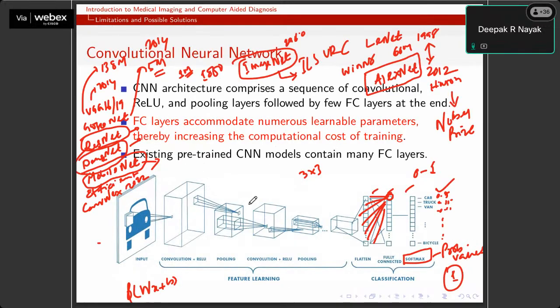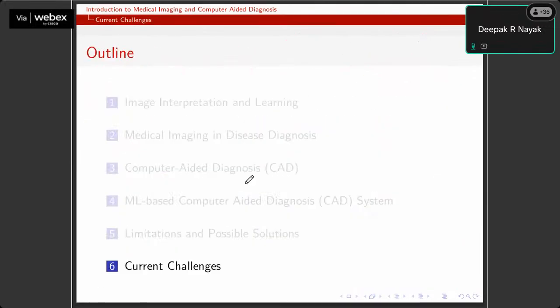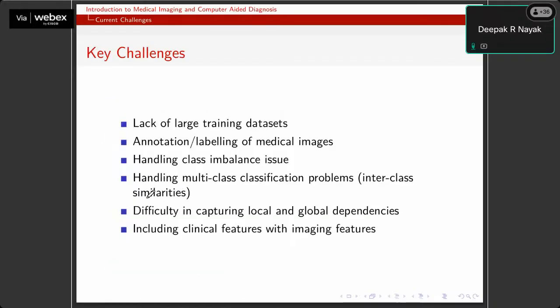And I'm not going into the details of how it works because it has already been discussed, right? So let me show you some of the challenges which we face in medical imaging. What are the challenges we face? The most important challenge we face here is the lack of a large training data set. You will not have an ImageNet kind of data set to train your model, right? Because it is very difficult to acquire medical images, as well as to annotate them, because annotation is another key challenge in medical imaging. Annotation is very, very difficult.